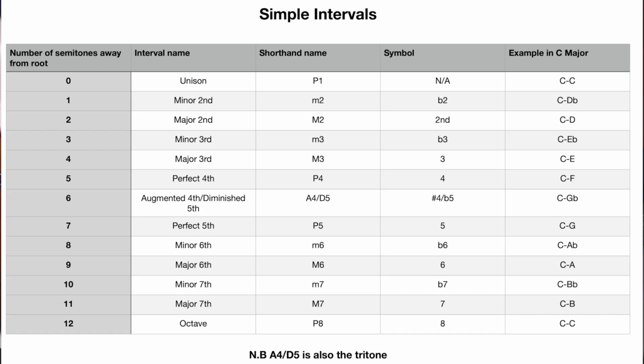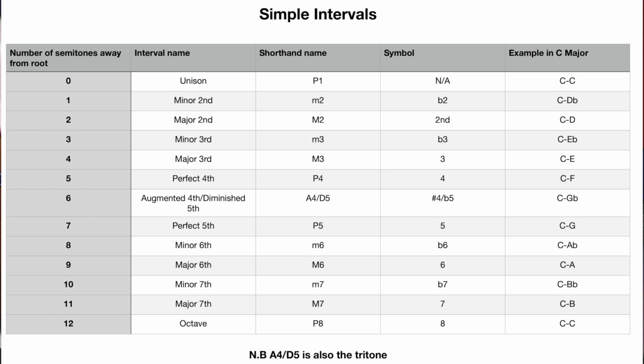So the table on the screen here, the left-hand column is how many semitones, which on the guitar is frets as well, away from the root. So think of 0 as C. And then in the second column, we've got the interval name. So you see there different terminology there. So we've got unison, minor second, major second, and so on.